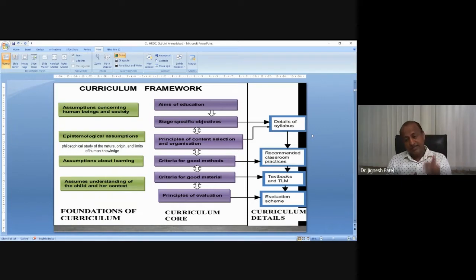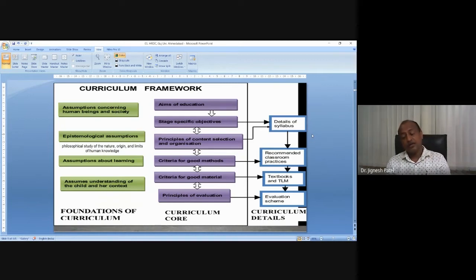On the basis of this content, we have to select criteria for good methods. Which methods are there? We can see on the right side, recommended classroom practices. Which practices should be carried out in a classroom, or which methods we have to use in a classroom. Selection of proper methods, techniques or approaches is very important in the curriculum framework as well.